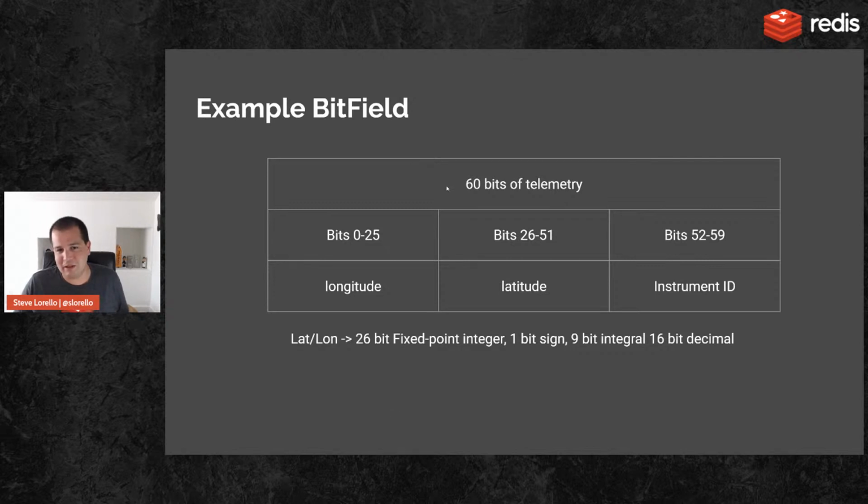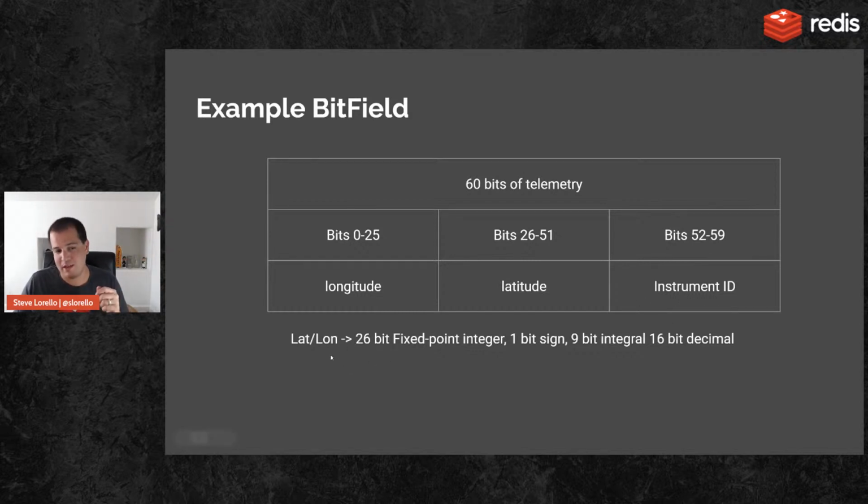So essentially, let's say we decided that we can get enough precision from our longitude and latitude in 26 bits. And then for our instrument IDs, each instrument is just going to have an 8-bit ID. So longitude, you could store in bits 0 to 25 of that string. Latitude, you could store in bits 26 to 51 of that string. And then 52 to 59 can store the ID bits.